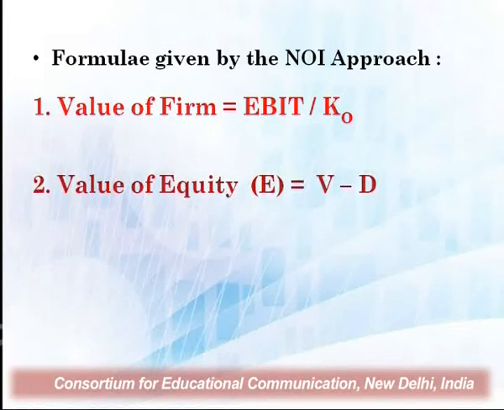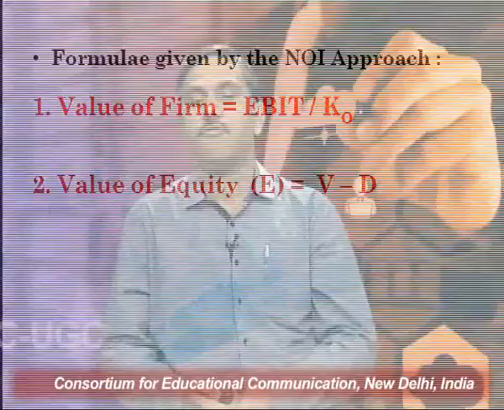The second formula is for computation of value of equity, that is, market value of equity. My dear students, here there is a change as compared to the NI approach. Now they are saying that value of equity is equal to value of firm minus value of debt, which means that your value of equity is entirely dependent upon the value of debt. So for value of firm, whatever value you have computed from the first formula, you have to deduct the quantum of debt from it to arrive at value of equity. So this is the second formula which the NOI approach is giving to us.